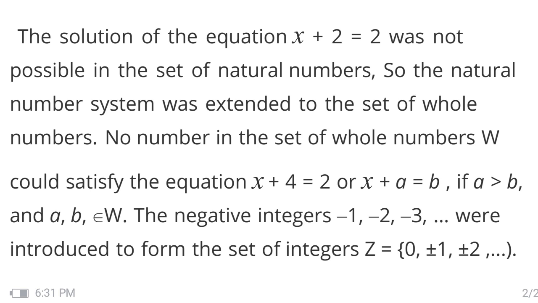No number in the set of whole numbers W could satisfy the equation x plus 4 equals 2, or x plus a equals b, if a is greater than b and a, b belong to whole numbers. The negative integers minus 1, minus 2, minus 3 and so on were introduced in the form of the set of integers Z, which is equal to 0, plus 1, minus 1, plus 2, minus 2, and so on.